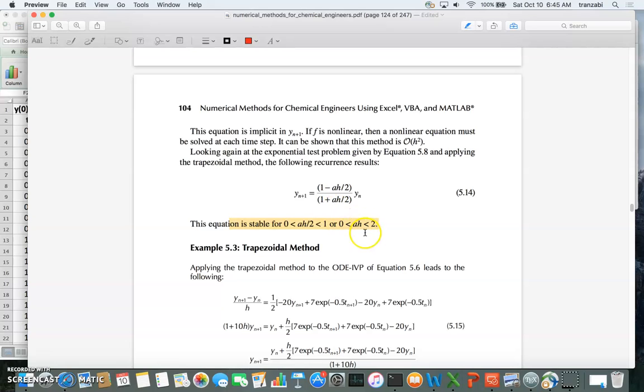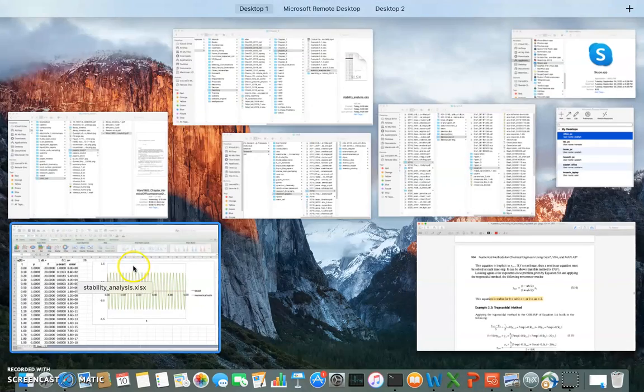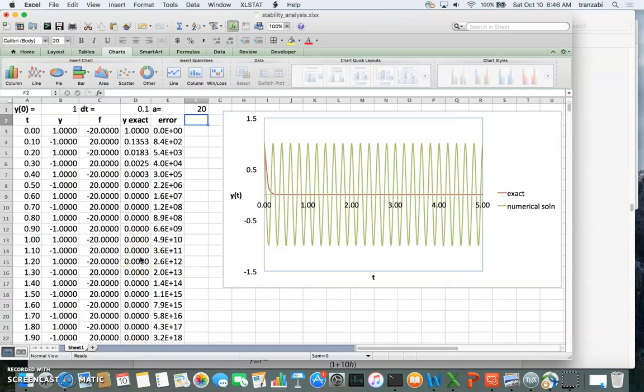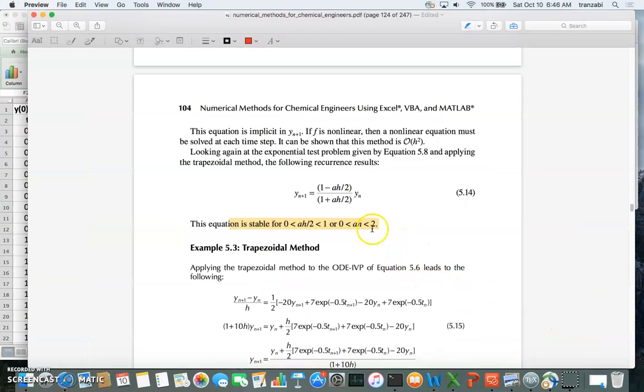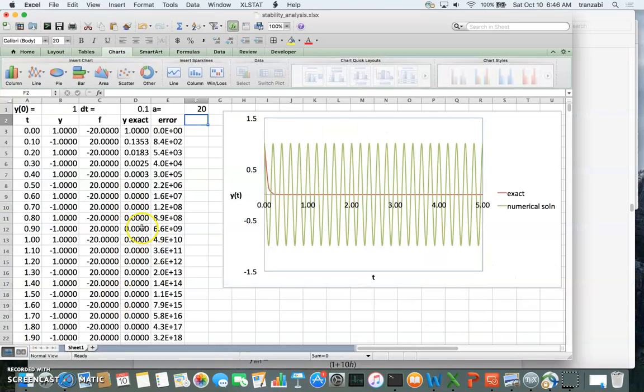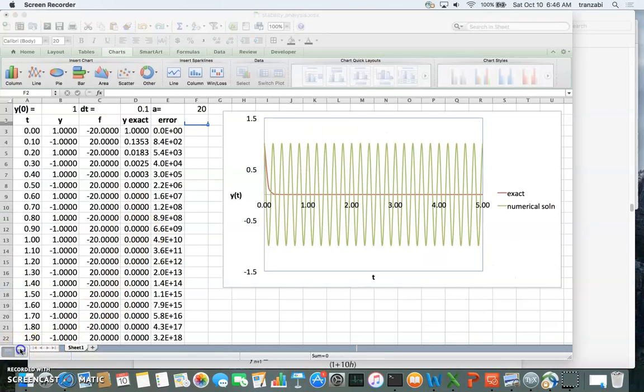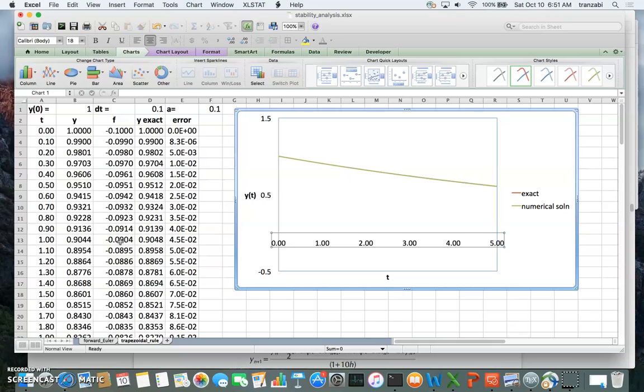So the condition has to be this, and you can easily test it with the same spreadsheet that I've created for forward Euler. For the trapezoidal method, ah should be between 0 and 2. So let's go back to the spreadsheet and extend this for the trapezoidal method. Here is the spreadsheet for the solution of the toy problem using the trapezoidal method.